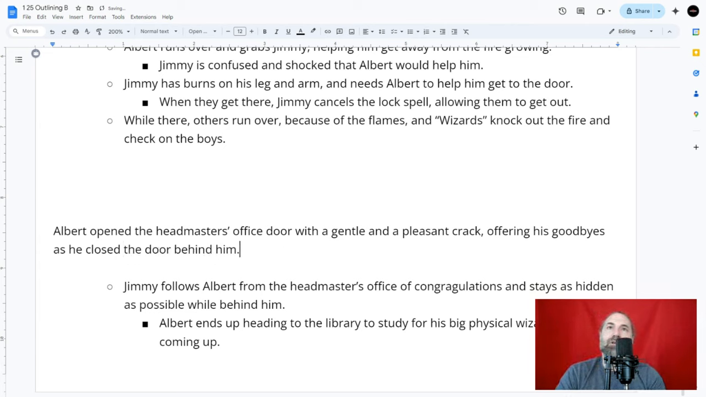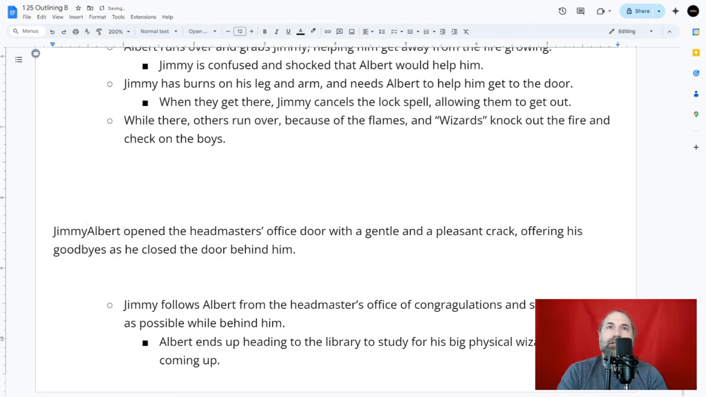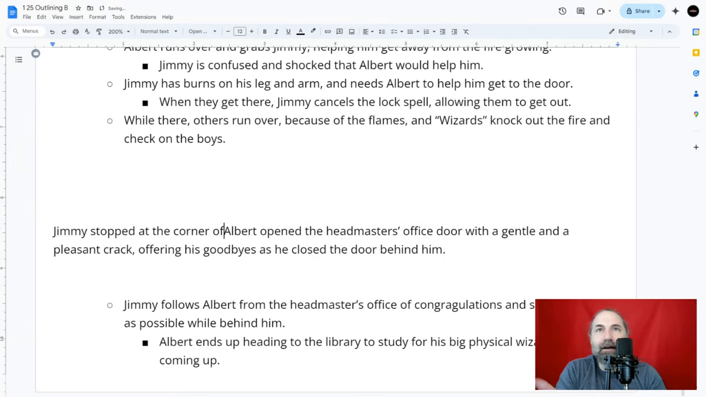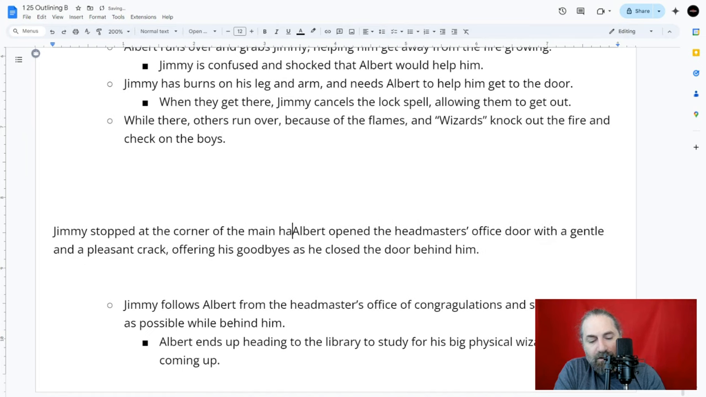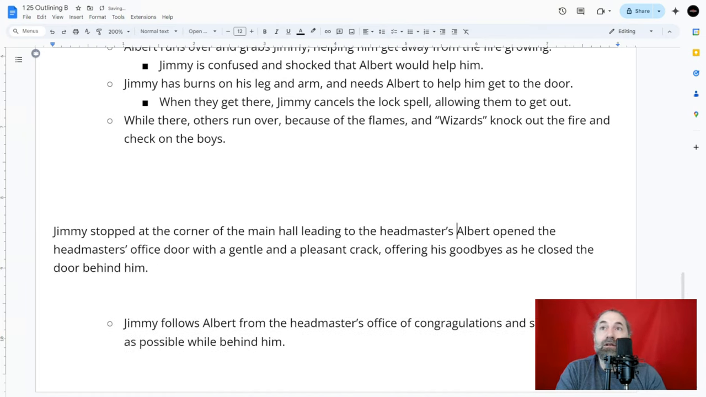All right, so we know that he's leaving the door, so now it's the next beat. I could do it from the POV of Albert or Jimmy, but I think Jimmy would be watching. So, Jimmy stopped at the corner of the main hall leading to the headmaster's office.